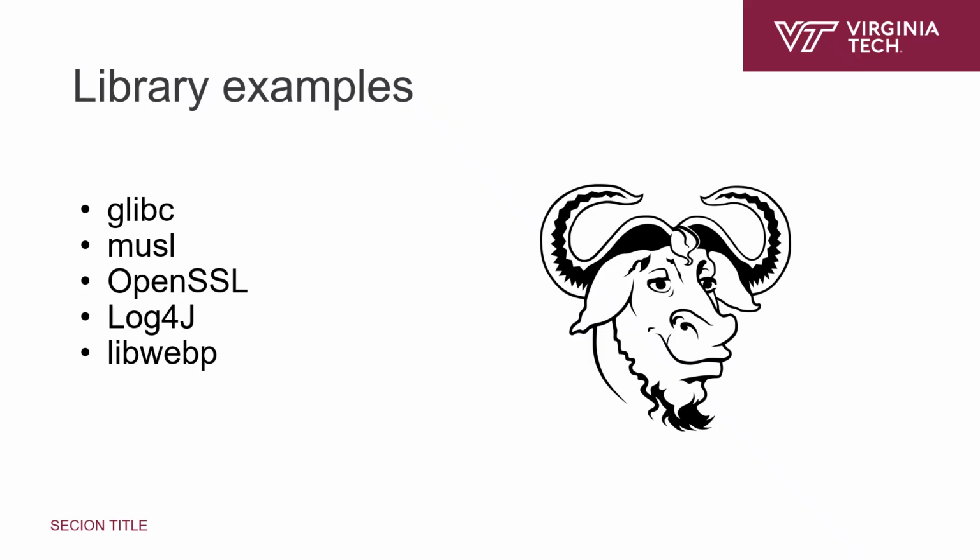Log4j is another example of a library. It's a Java library that implements logging. And also libwebp, which if you ever use a WebP file, you've probably interacted with. WebP is an image format, and libwebp is various different ways of interacting with it.